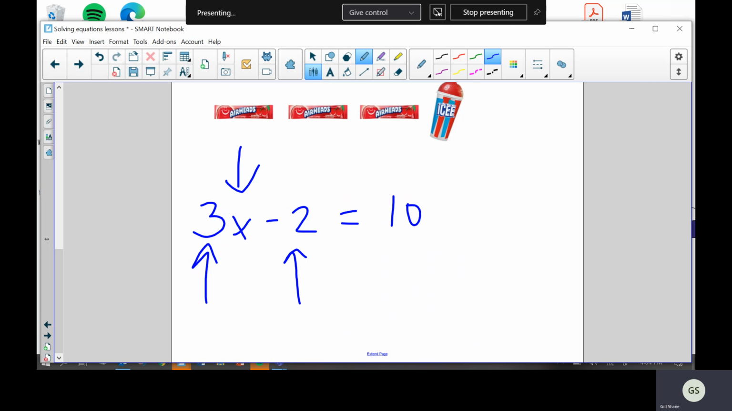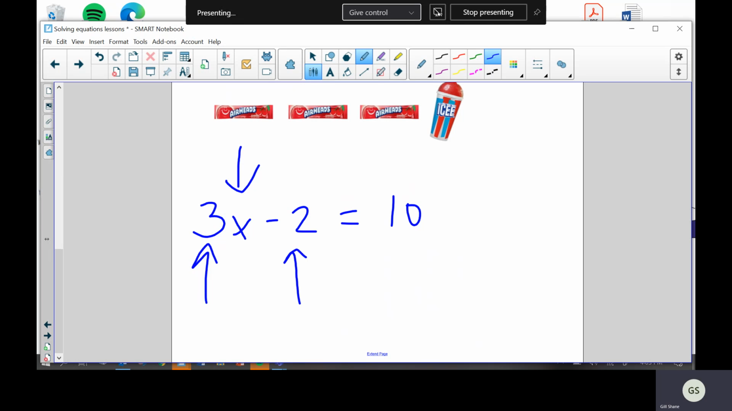So from there, I solved it by doing the opposite order and the opposite math operation. I added 2, and then I divided by 3, because that would be the opposite of what you did. And that's how you solve an equation, is you go backwards and you do the opposite.